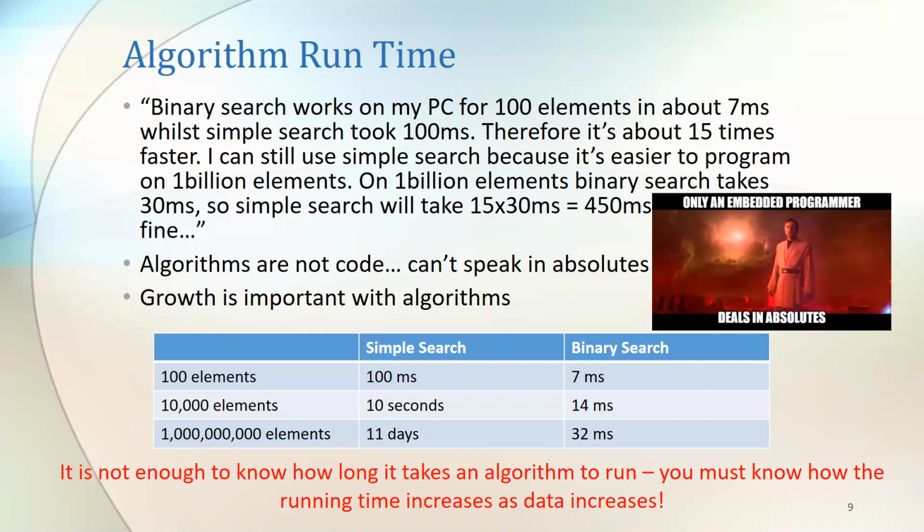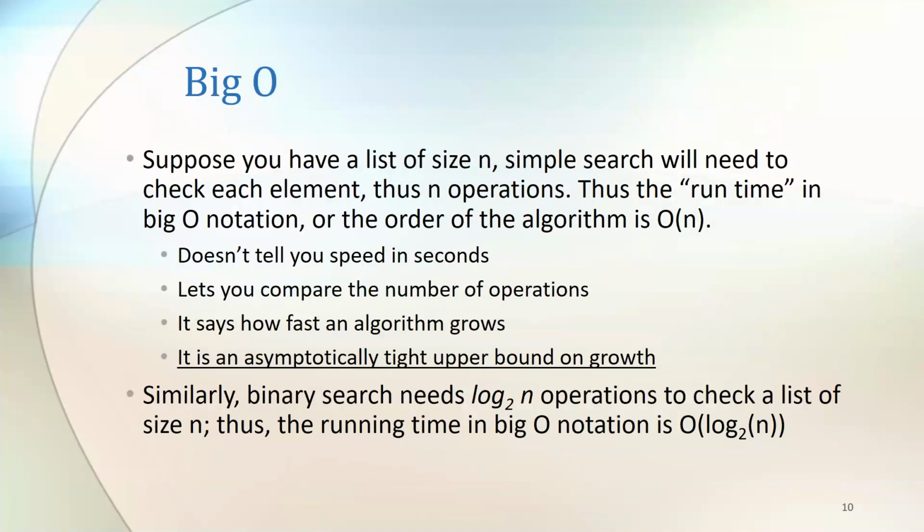growth. Cool. So at least part of our goal is to figure out how long it will take an algorithm to run as the amount of data increases, right? And that's where this thing called big O comes in. Okay. So if you have a list of size n, simple search will need to check each element in. Therefore, it will take n operations. Cool. Thus, the runtime in big O notation, where O means order, is O of n, also known as linear time.